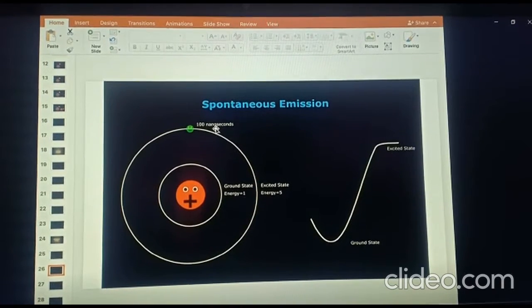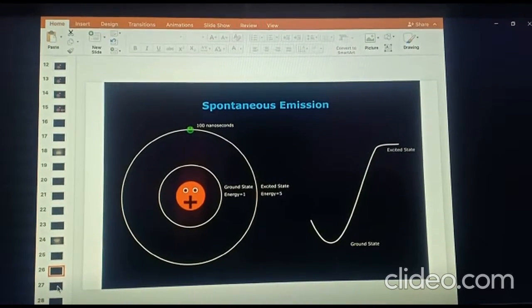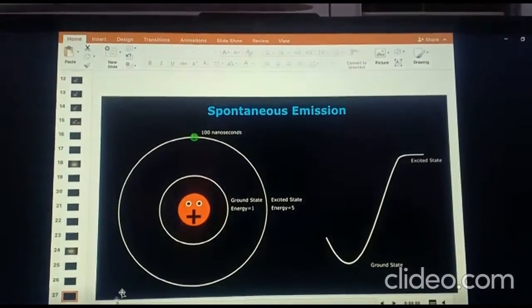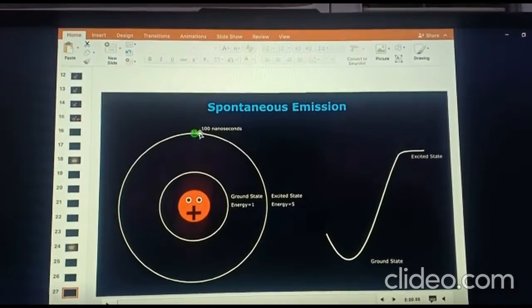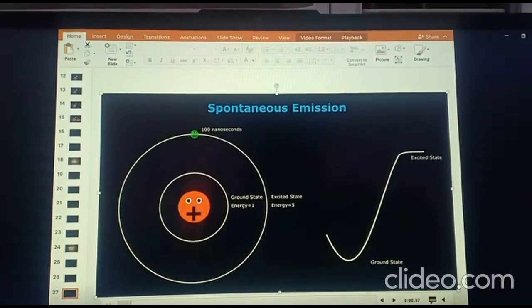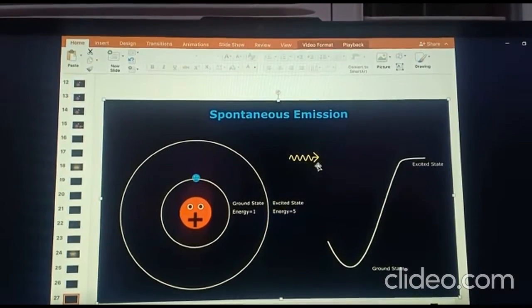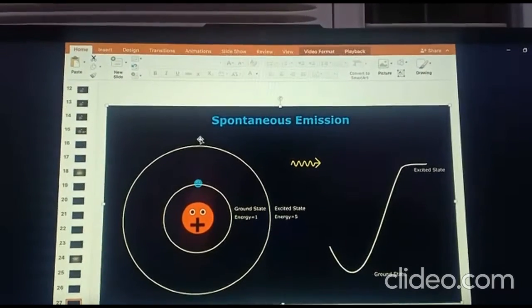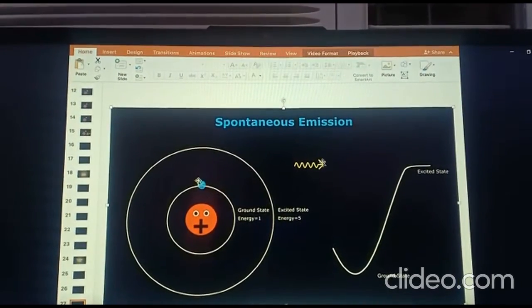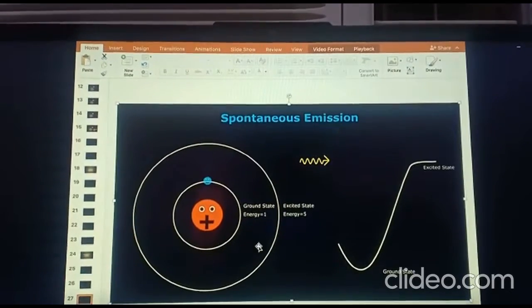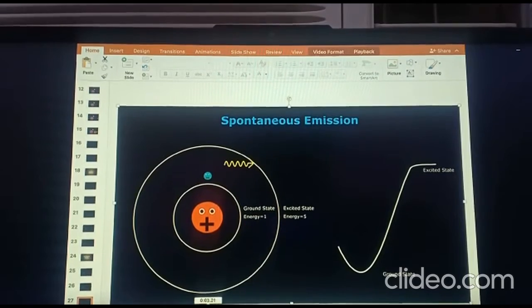If I tell you the electron has a shelf life of 100 nanoseconds, it means that in the excited state it can remain for only 100 nanoseconds. Nanosecond means 10 to the power minus 9. Let's see what happens when it comes back to the ground state, releasing an amount of photon energy. As you know, when energy is released, it means light. If it is in the visible range, the light can be seen.